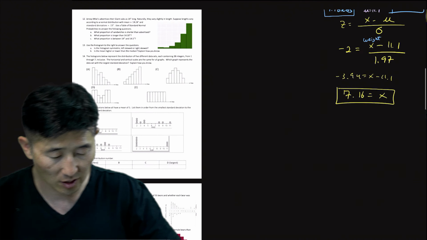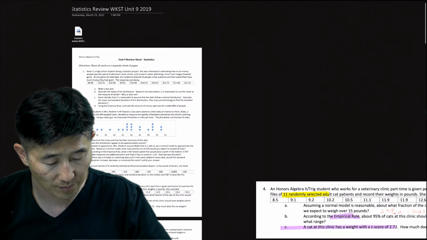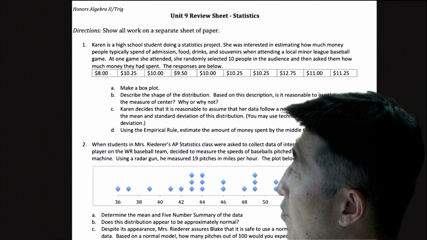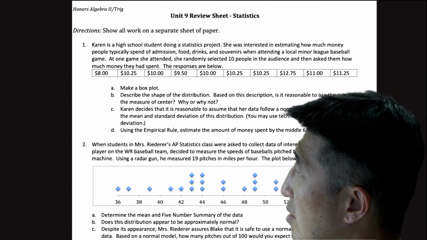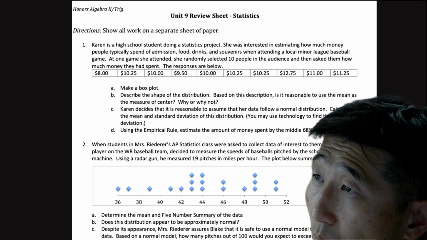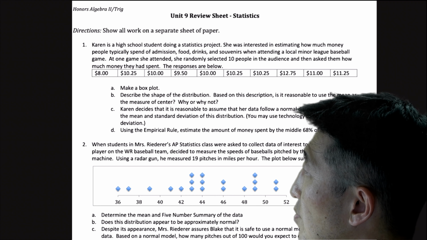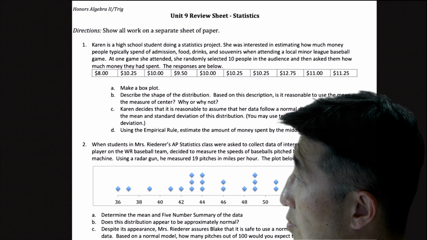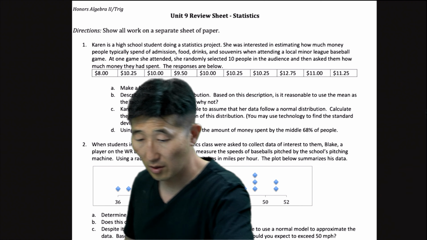Okay, all right, we got 5 minutes. Let's try to do one more. Okay, so let's work on the box plot. So let's go to number 1.